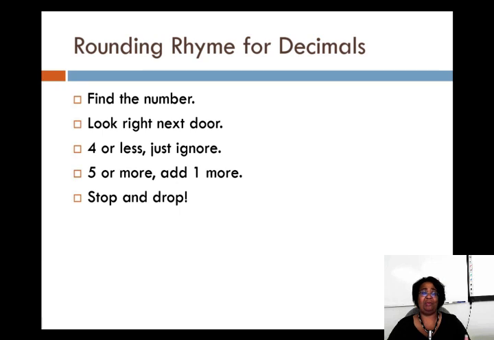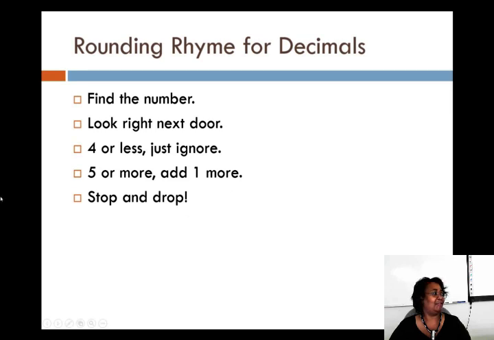Now the way this rhyme goes is, find the number, look right next door, 4 or less, just ignore, 5 or more, add one more. Stop and drop. So I want everybody to sing that with me. Find the number, look right next door, 4 or less, just ignore, 5 or more, add one more, stop and drop.